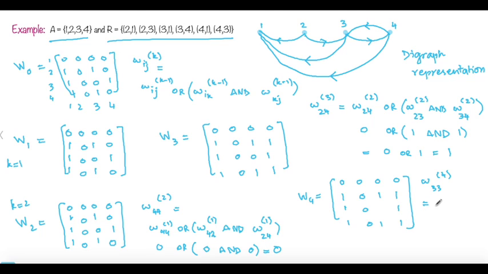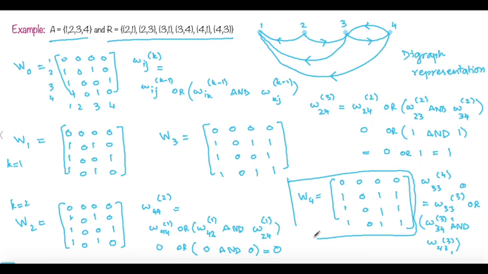So this is equal to W33 of 3 or W34 of 3 and W43 of 3. So this is 0, this is 1, and this is 1. Why? W33 of 3 is 0, W34 of 3 is 1, and W43 of 3 is also 1. So this and this is 1, and 1 or 0 is 1. So therefore we have a 1 here. So this is our transitive closure of R.